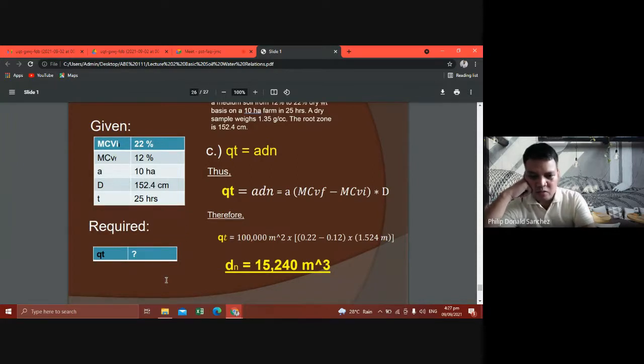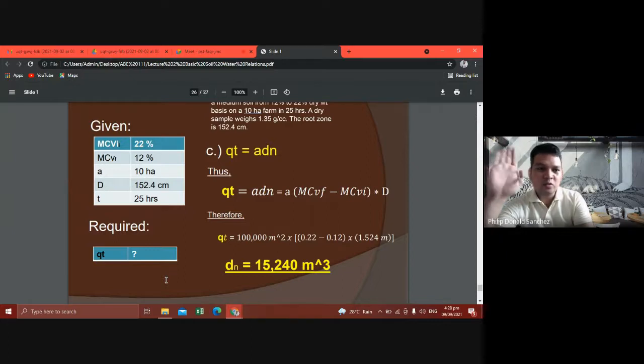So you have 100,000 square meters for the area, and for DN the formula, you just substitute there, MCBF minus MCBI times D. What is the value of D? 1.524 meters, from 152.4 centimeters. So you are now following the SI. Okay? But what are MCBF and MCBI? He gave them. The moisture content volume increases from 12 to 22. Meaning, 22 is your initial, 12 is your final. Okay? Oh, reversed. 12 is your initial, 22 is your final. Get it? That is why it increases from 12 to 22, no?